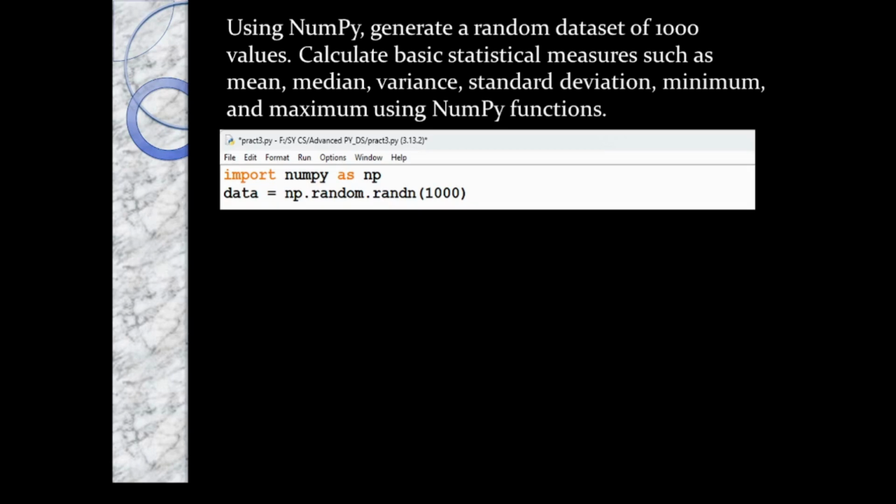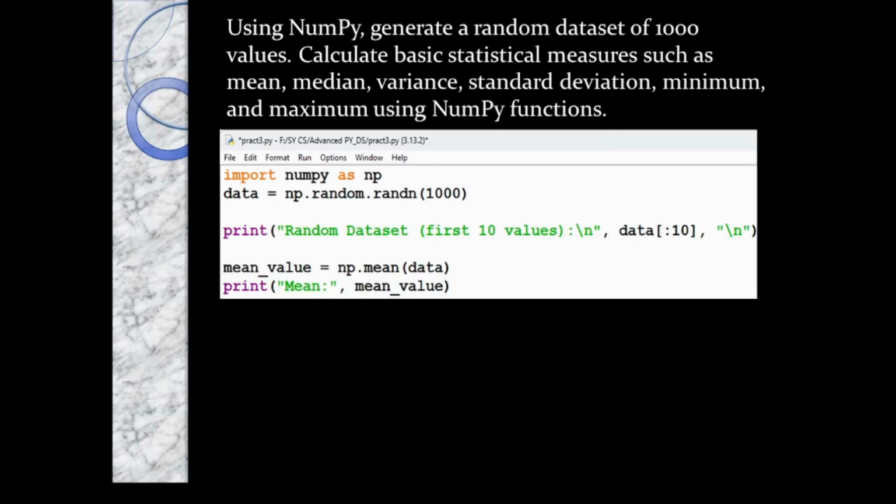data = np.random.randn(1000), which generates 1000 random values and stores them in data. Print random data set first 10 values, data[:10]. It prints only the first 10 values from the data set.